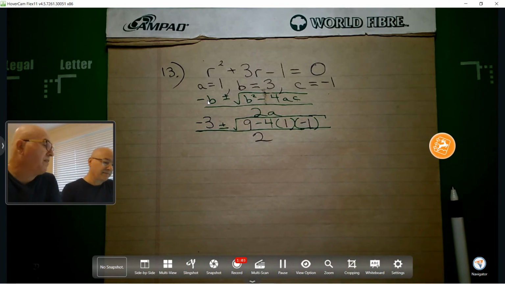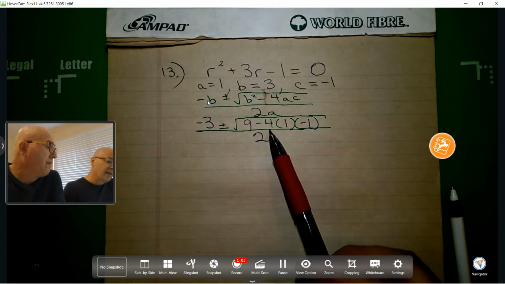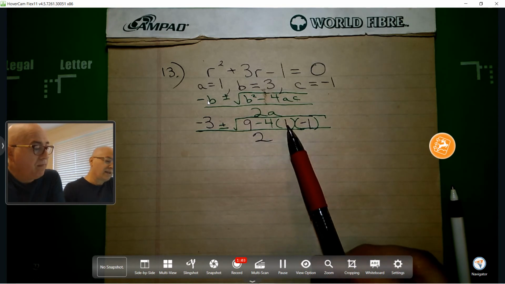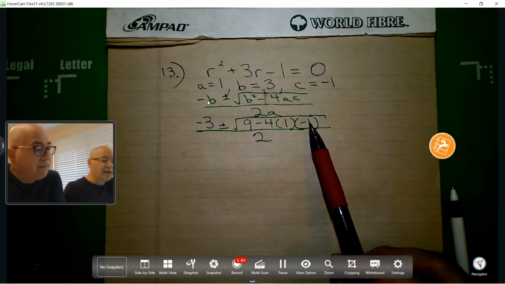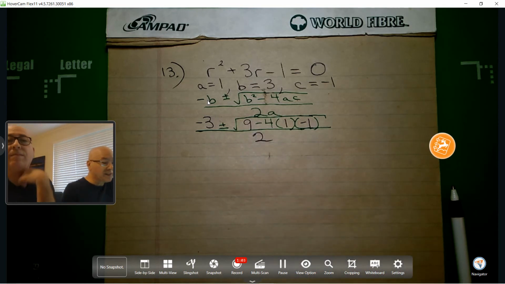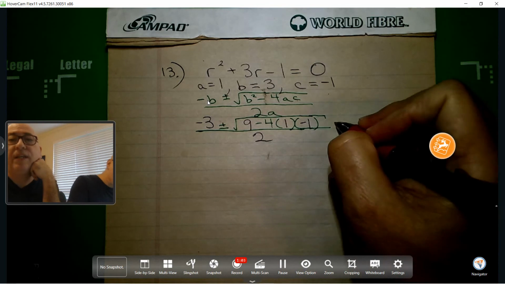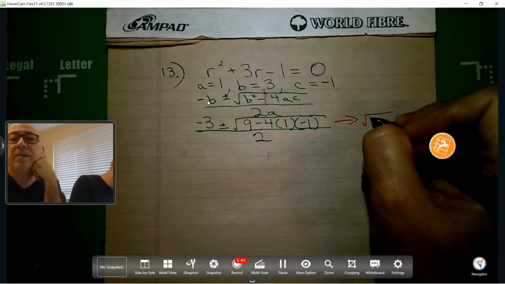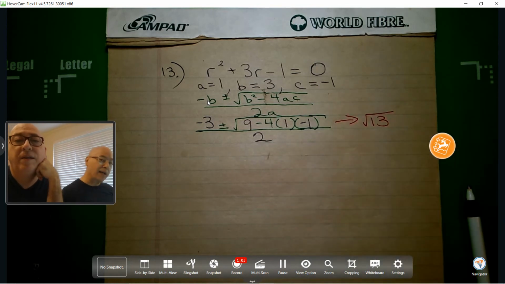Let's simplify that square root without a calculator. Negative 4 times 1 is negative 4, times negative 1 is positive 4. So we have 9 plus 4, which gives us 13. I agree. We have a square root of 13. Are we going to have an i in our answer? No, because there's no negative under that radical.